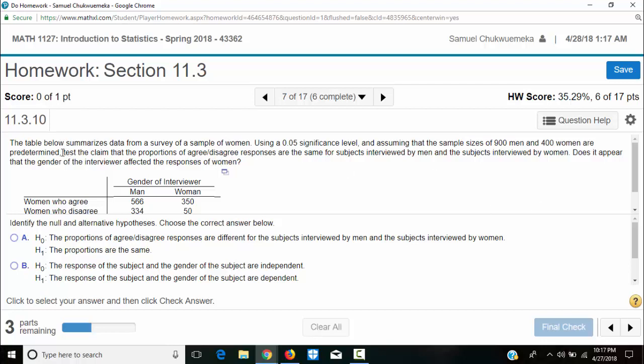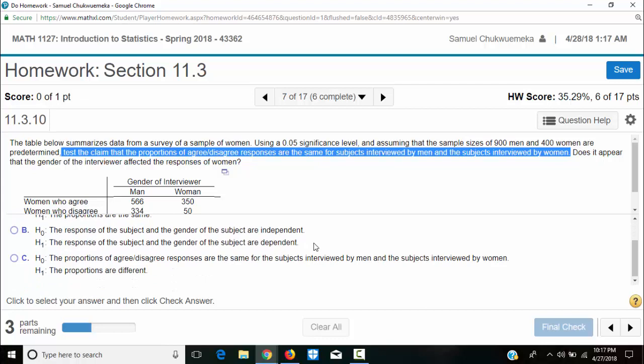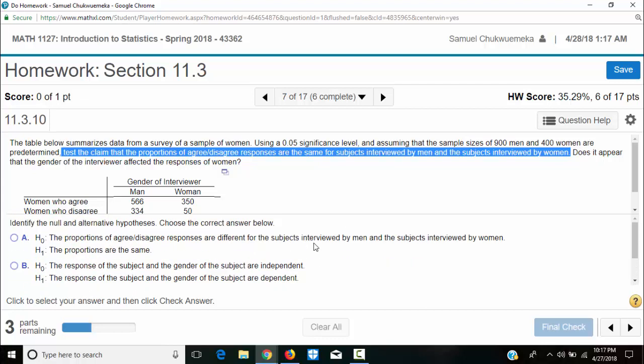So, the main thing here is actually this, please. Not looking at the interpretation. That's what you should be looking at: test the claim that the proportions of agree or disagree responses are the same for subjects interviewed by men and the subjects interviewed by women. Please don't read this here. Does it appear that gender affected the responses of women? And then you now go ahead and check B.